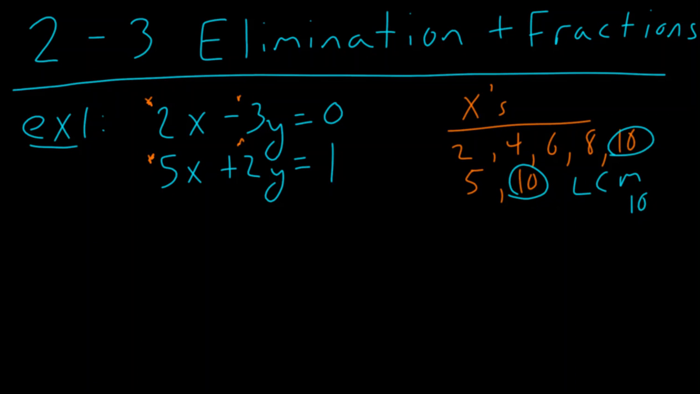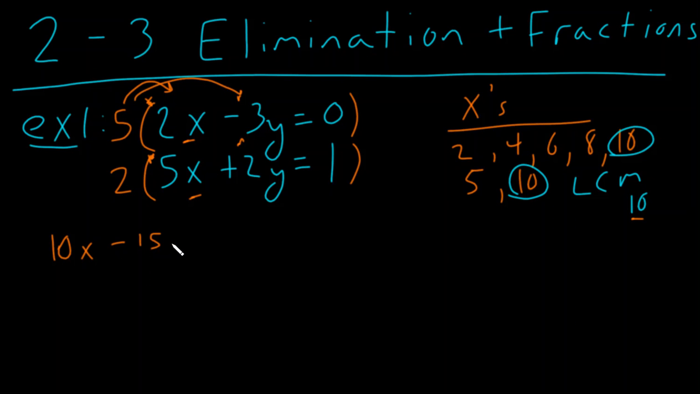So what does that really mean? That means that we want to multiply both of these equations by a number so that our x values have a coefficient of 10. Well, you probably know this. 2 times 5 would get us to 10, and 5 times 2 would get us to 10. And now we have enough information to create our system. So 5 times 2x would give me 10x, and 5 times negative 3y would give me negative 15y is equal to, and of course 5 times 0 is 0.